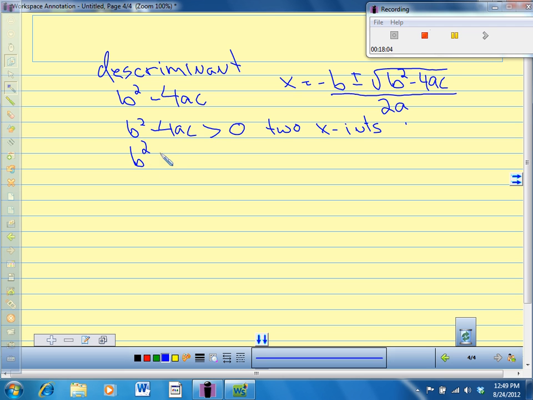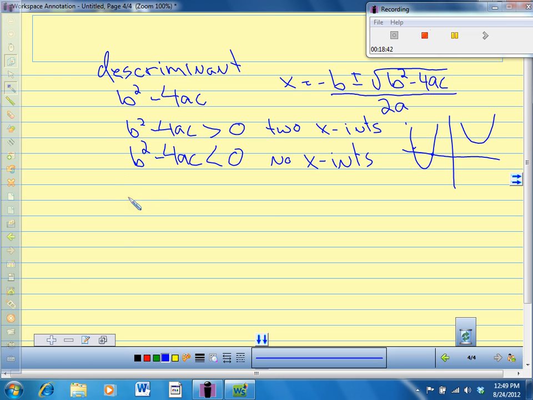If b squared minus 4ac is less than 0, what's going to happen then? How many solutions or intercepts am I going to have? None. No x-intercepts or solutions, because this would be an imaginary number. You could have a real graph with imaginary solutions; it just doesn't cross the x-axis. That's what it looks like. Here's 2 solutions, or 2 x-intercepts.